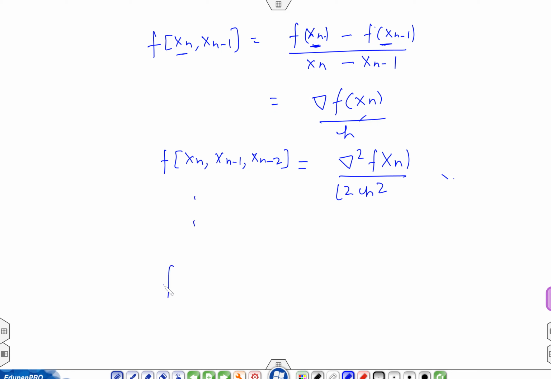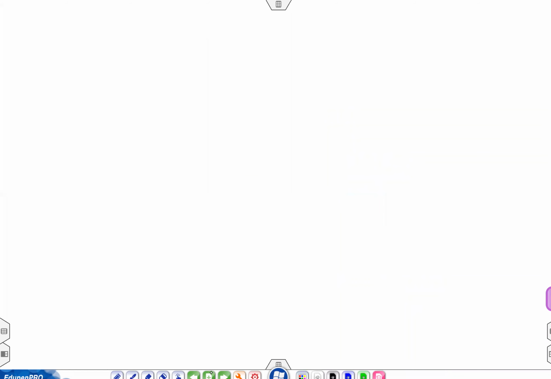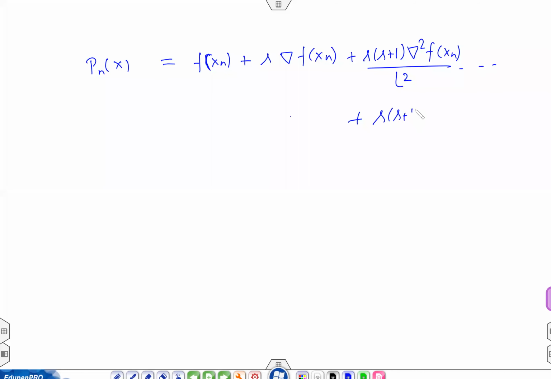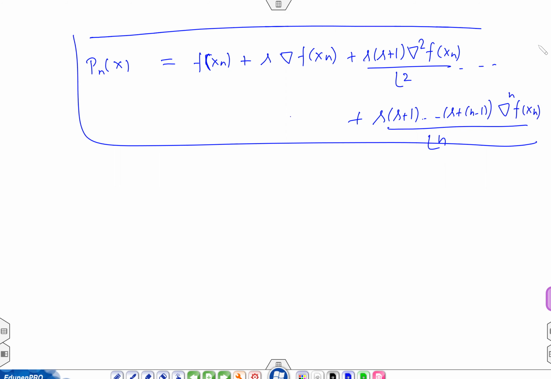Okay, similarly you can compute the value of x0. It is coming out to be del n f xn upon factorial n h raised to power n. So after putting all these values, what formula we are getting, that I'm writing finally. Okay, f of pn x equal to f of xn plus s del of f xn plus s plus 1 del square f xn factorial 2 and so on, plus s plus 1 s plus n minus 1 del n f xn upon factorial n.